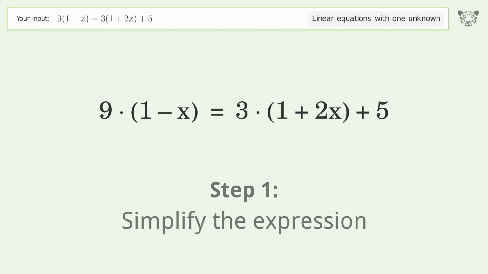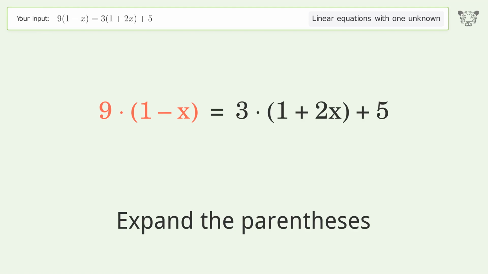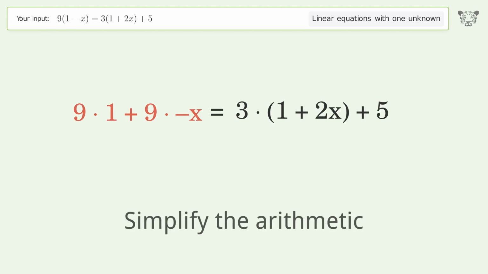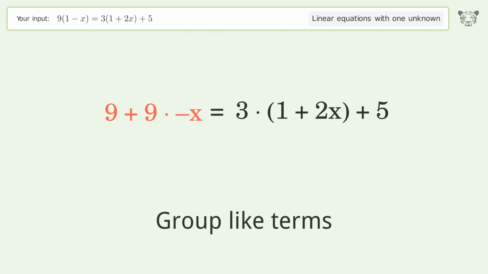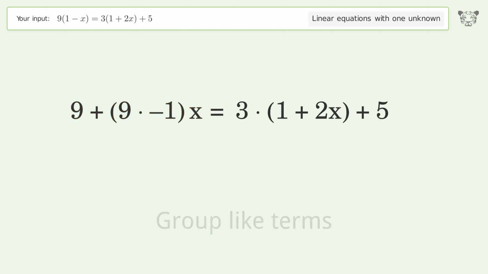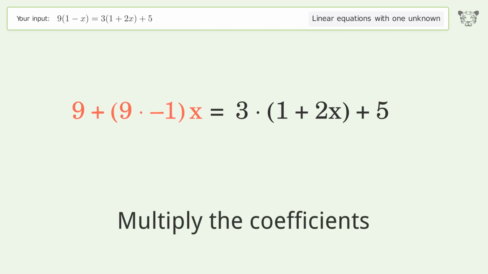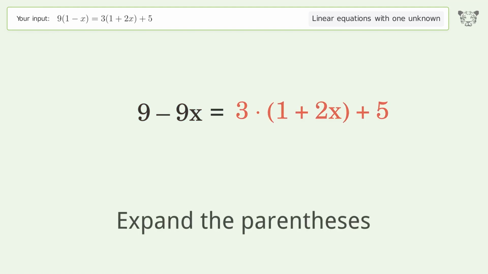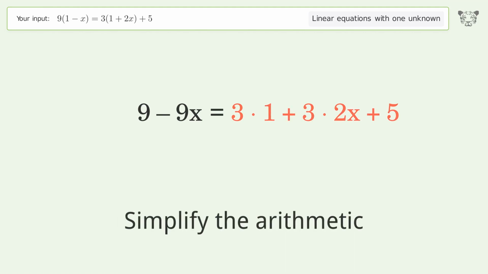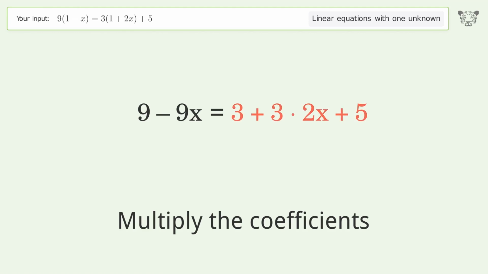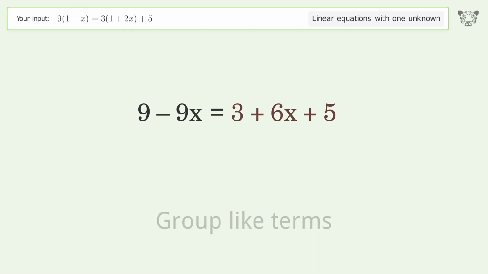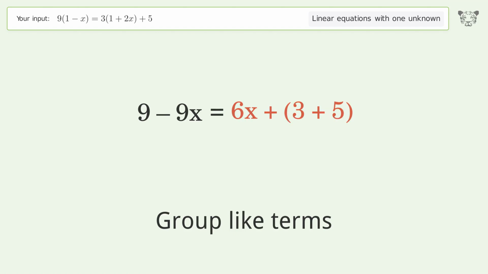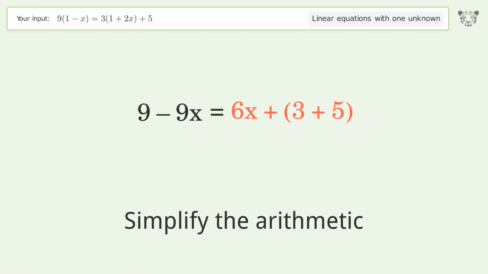Simplify the expression. Expand the parentheses. Simplify the arithmetic. Group like terms. Multiply the coefficients. Expand the parentheses. Simplify the arithmetic. Multiply the coefficients. Group like terms. Simplify the arithmetic.